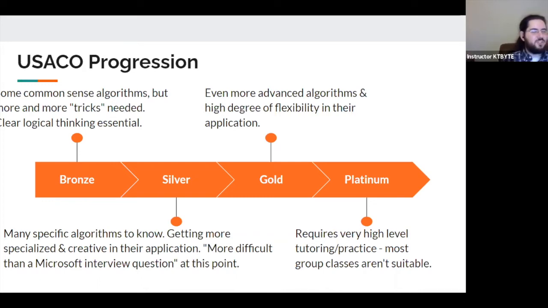Now, obviously, some professionals maybe do a lot of algorithmic work where they do know a lot of these things, but at least for a college student and entry-level professional, it's pretty hard stuff.